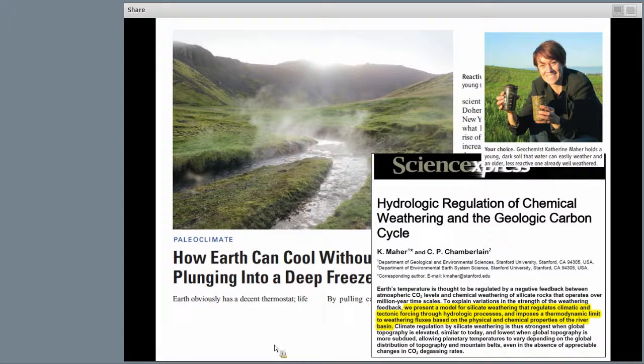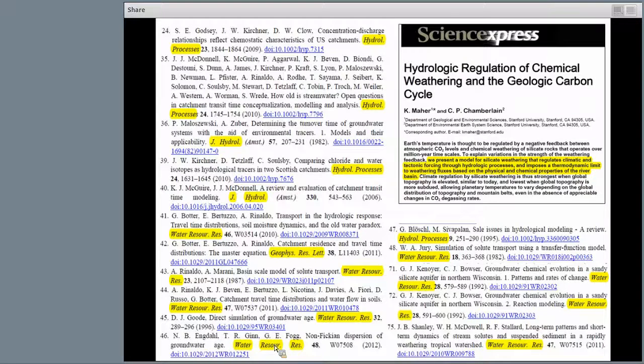As it gets cooler, the chemical processes slow down, and there are a lot of negative feedbacks. But one key negative feedback is the hydrologic regulation of chemical weathering and the geologic carbon cycle. The theory is very simple: it's the preferential flow, the short residence time of groundwater, and the short rock-water interaction time. So the water coming out of the newly uplifted terrain is very diluted. It's far from chemical equilibrium, which is a very effective bottleneck in slowing down weathering.